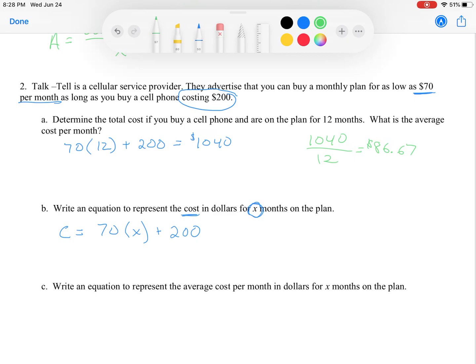And lastly, for part C, we're doing the average. That's the green part. Again, we do the total cost, but because we're finding the average, we're going to do A. The average is the total cost, so we're going to use that equation from part B, 70x plus 200. We're going to divide it by how many months we're doing this, and since that is X amount of months, we put X at the bottom. And that is how you find the average. And that is it.